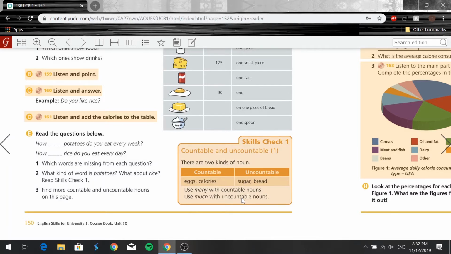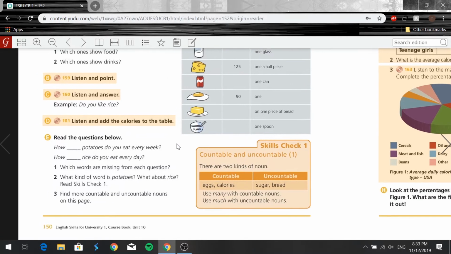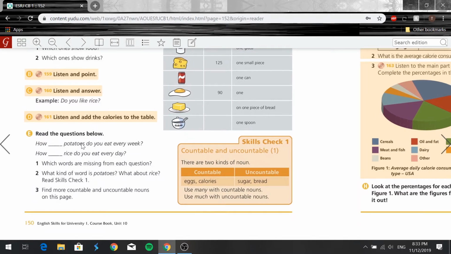When we count in our day-to-day life, what we count is the currency, right? I never say, I have many money. I always talk about the currency. So again, much with money, or in this case, uncountable nouns, okay? So yeah, uncountable and countable. Now let's go to exercise E.